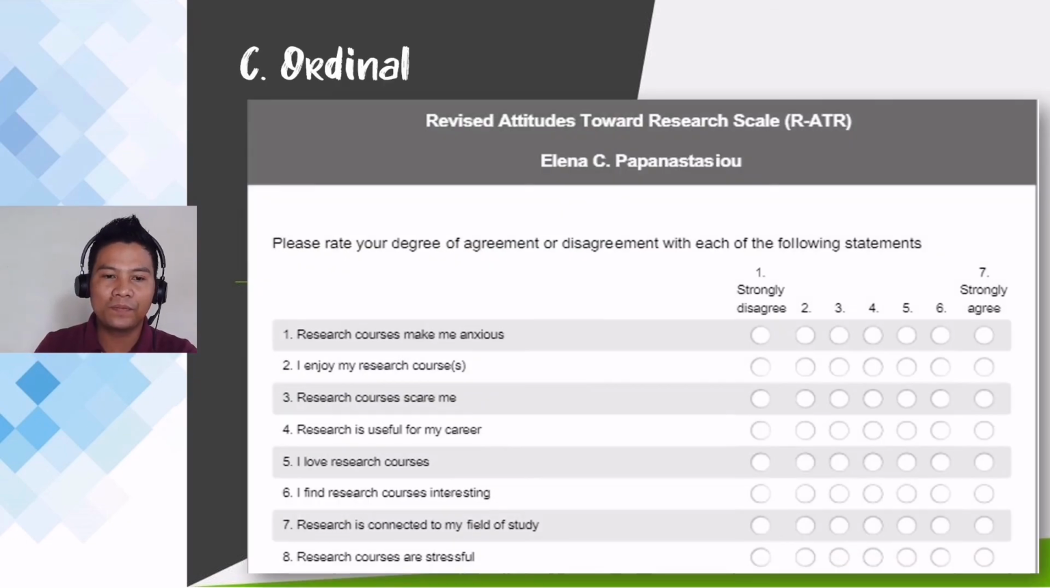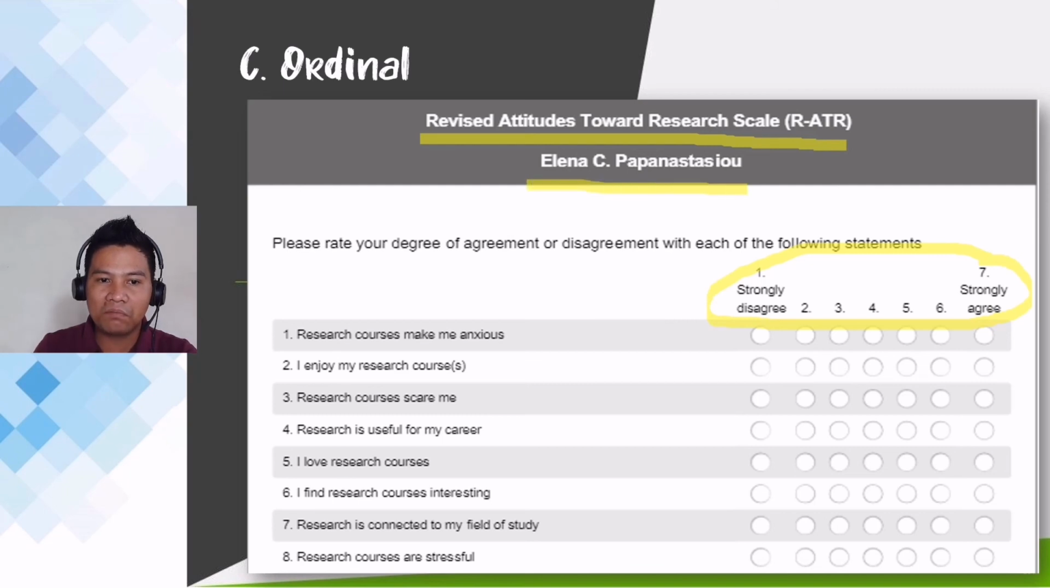Look at this example. This is an example of an ordinal. This is the Revised Attitudes Toward Research Scale by Elena C. Papanastasiou. The instruction: please rate your degree of agreement or disagreement with each of the following statements. If you are among those who will answer this, you will notice that you are asked to rate each statement. Example, number 1, research courses make me anxious. So maybe you may say strongly agree. So you have at least 7 choices.